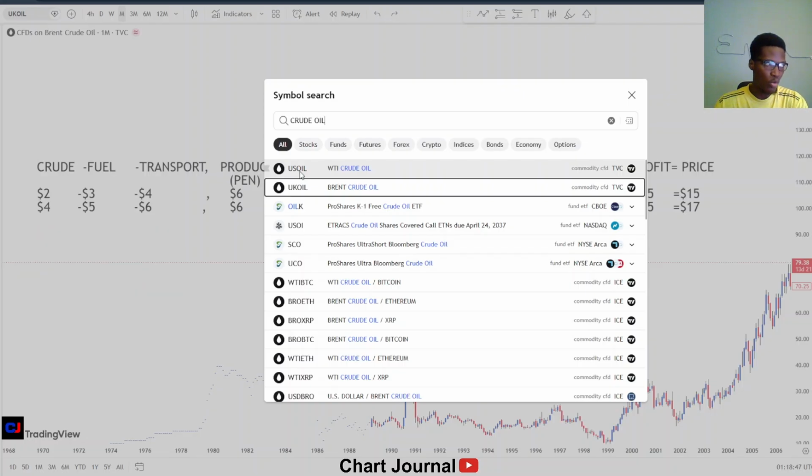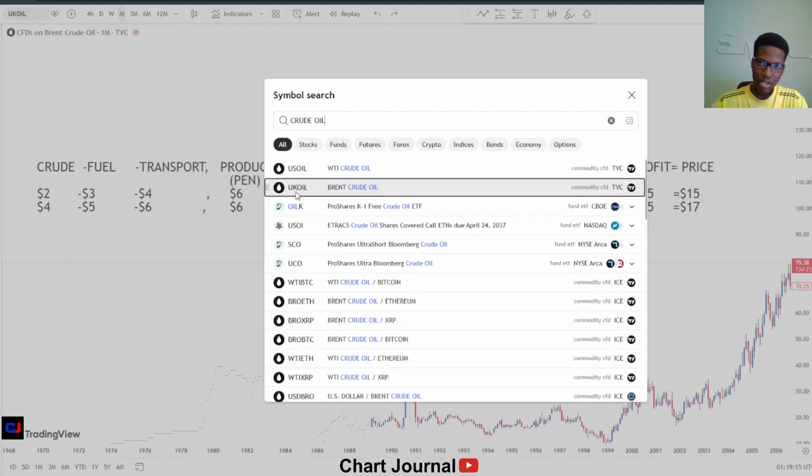So a ticker symbol here is simply a code of letters used to represent an asset or a financial instrument. So for WTI crude oil, which we know is for the US market, the ticker symbol for WTI is US oil. So for you to look for WTI crude oil, you type US oil. That is the ticker symbol. That is the code for this instrument. And the one for Brent oil is UK oil.